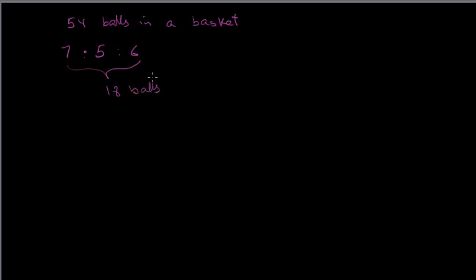The ratio tells me that for every 18 balls, there are 7 basketballs, 5 volleyballs, and 6 handballs. Now, I have 54 balls divided by 18 balls, and I have 3 groups of balls. And every group has 7 basketballs, 5 volleyballs, and 6 handballs. So I have 3 groups of balls. In each group I have 7 basketballs.